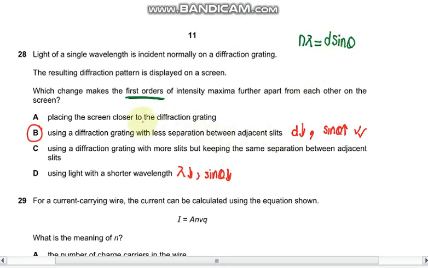So question number 28 says that on a diffraction grating, which changes would make the first order intensity maxima further apart from each other on the screen? So basically they are made further apart if the theta is increased. The theta is increased if the value of the sine theta is increased. The value of the sine theta increases if D is decreased, or n is increased, or lambda is increased. So from the options, B is the appropriate answer, which says that D is being decreased.